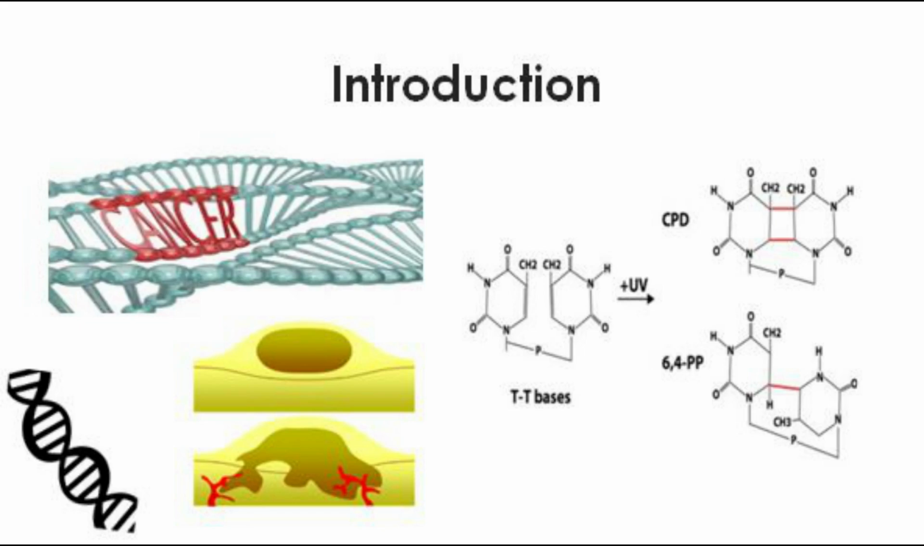Mutagenesis and malignant lesions are formed from CPD and 64PP as they form covalent linkages from severe structural distortions in DNA and disrupt other cellular processes.